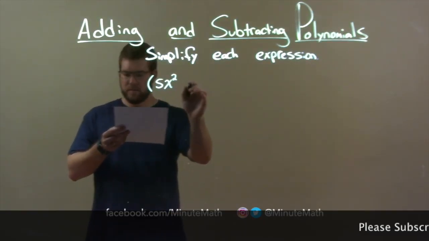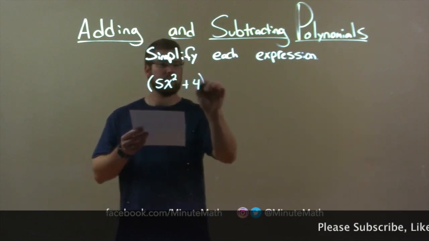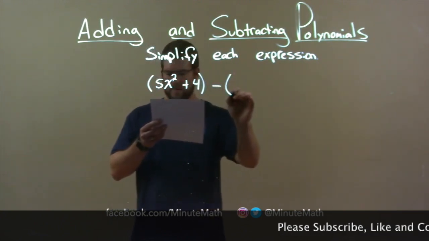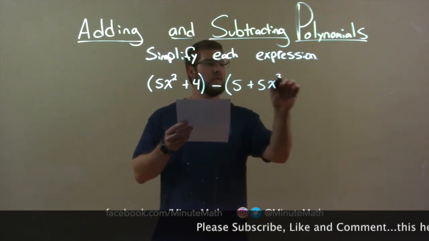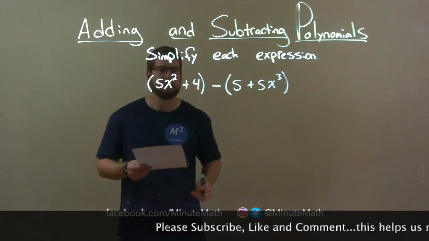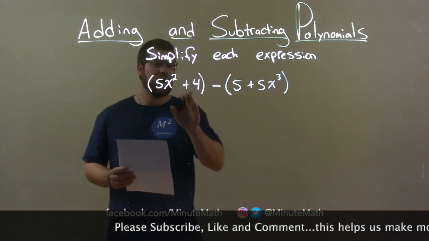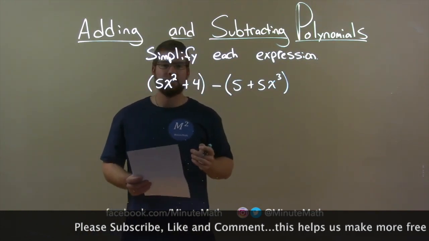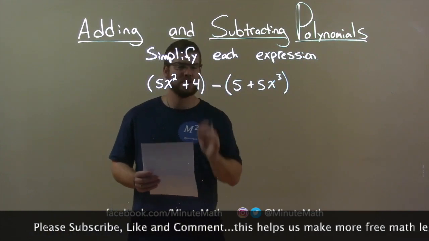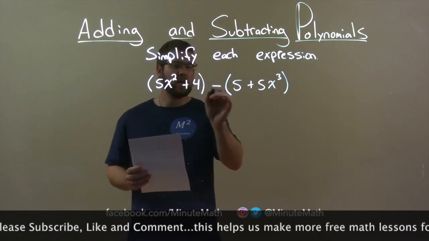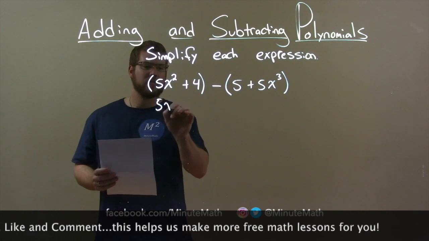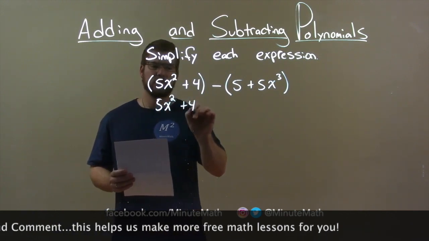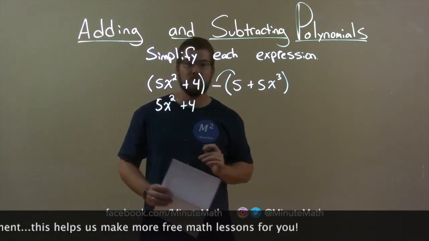5x squared plus 4 minus 5 plus 5x to the third power. Okay? Well, first thing, I look within each parenthesis. There's nothing I can simplify, but I always check that. Now I have a minus sign in between these two parentheses, so I have to distribute that. The 5x squared plus 4 just comes down, but this minus sign we need to distribute.